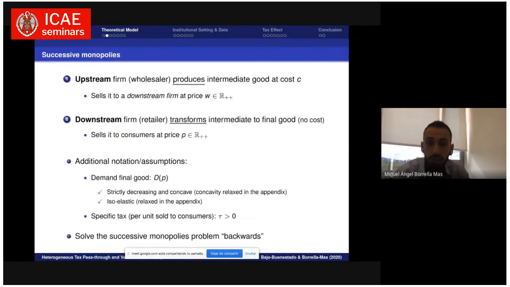We need some additional notation, so we are going to define the demand of the final good D(P), and this demand function is strictly decreasing and concave, although we show in our appendix that the concavity assumption can be relaxed without problems, and it's also an isoelastic demand function. This assumption is also relaxed in the appendix. Finally, we are going to introduce a specific tax, a per unit tax sold to consumers, tau greater than 0, and we focus on the case of a per unit tax to be consistent with our empirical application. Then we are going to solve each of these monopolies' problems by backward induction.